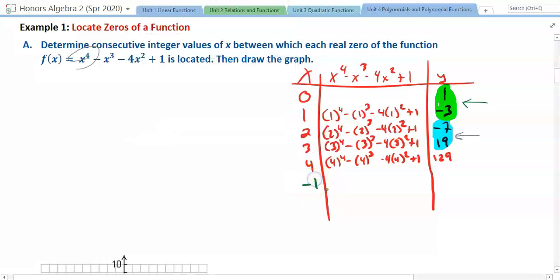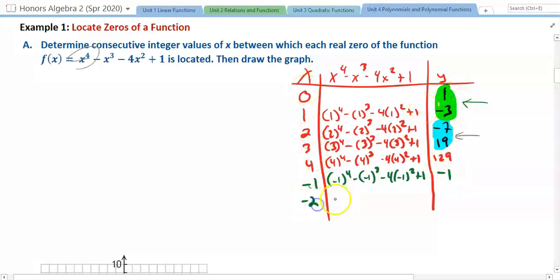So I'm going to go to negative 1, and so negative 1 to the fourth minus negative 1 cubed minus 4 times the negative 1 squared plus the 1, and adding all of that together, we're going to get negative 1. Now, my table's a little off because I went 0 way up here, negative 1 down here, but we're going to see that I jump from negative 1 to 0. So there's another crossing between negative 1 and 0.